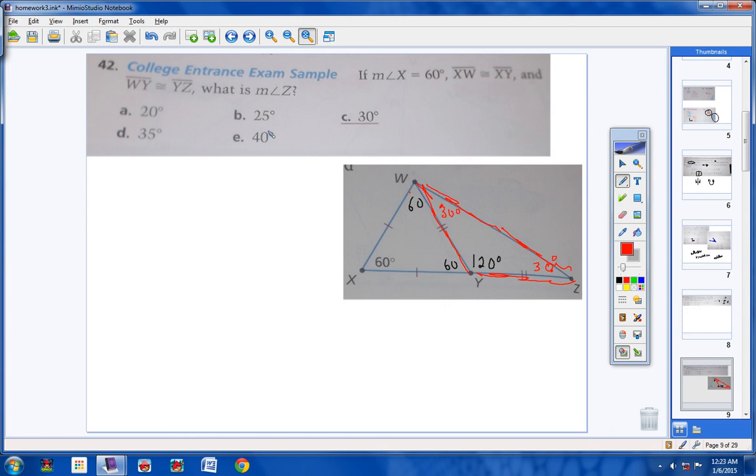Now they're asking, what is the measure of angle C? Well, here's the measure of angle C right here. 30 degrees. Okay?